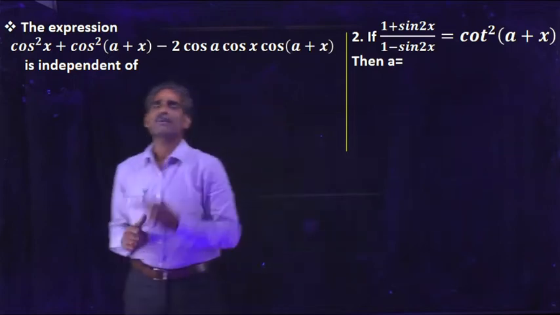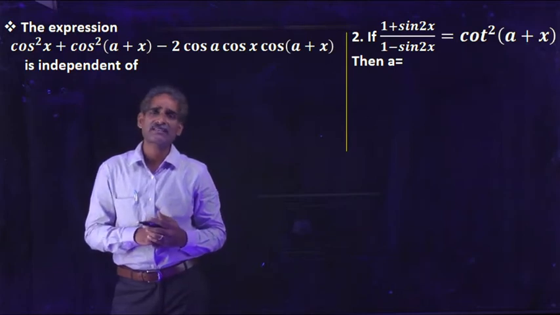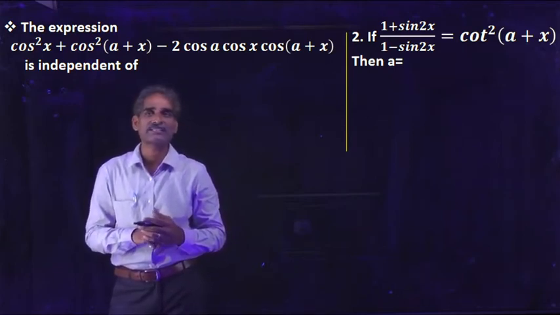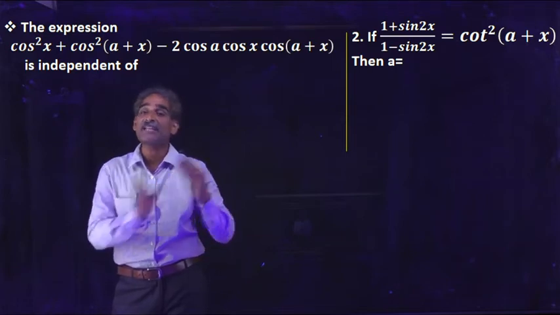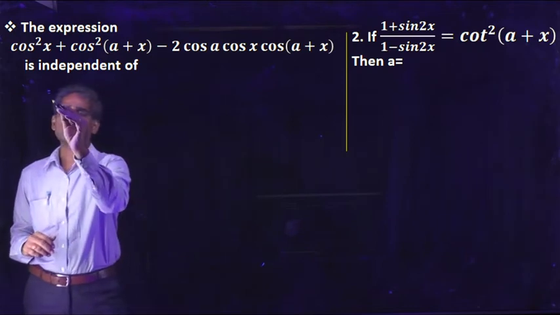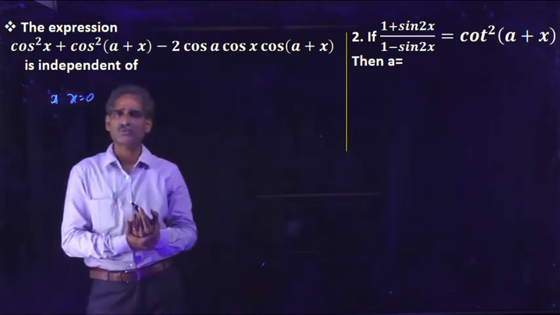So these two are important problems. First one: the expression cos square x plus cos square (a plus x) minus 2 cos a cos x cos(a plus x) is independent of dash. Okay, so first of all, suppose x equals 0. You may take a equal to 0 also, no problem.